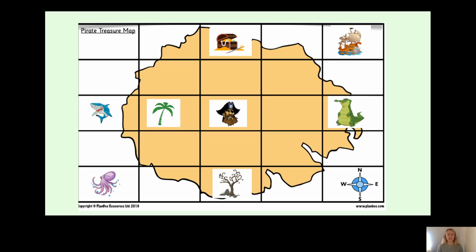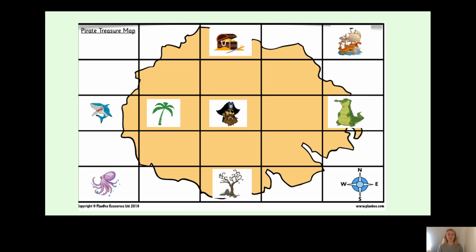What way would he have to go? In what direction would he have to go? If he was at the treasure chest, he wanted to get to the ship. Have a look at the compass rose and tell the screen. Yes, you're right. He'd have to go east, wouldn't he?